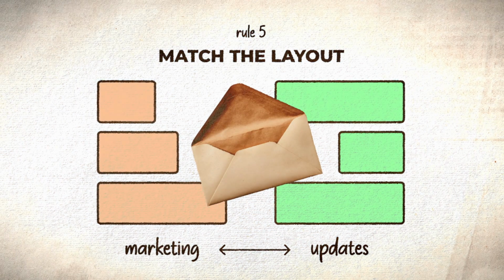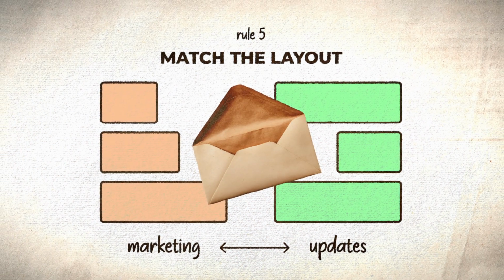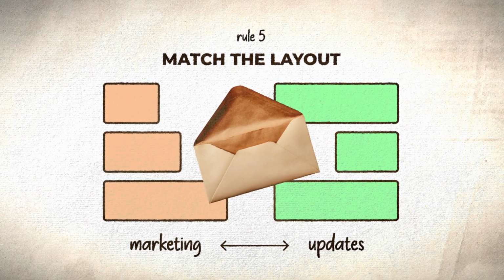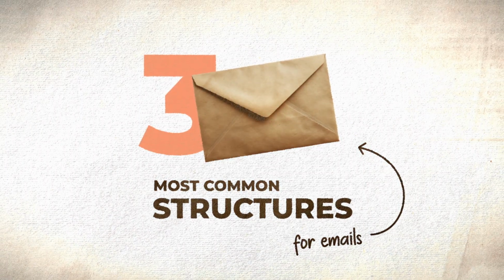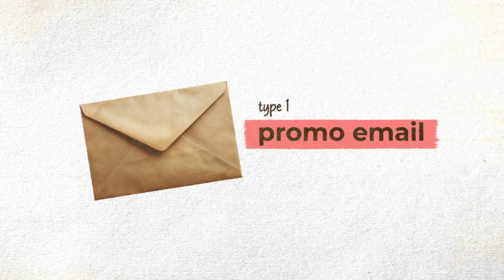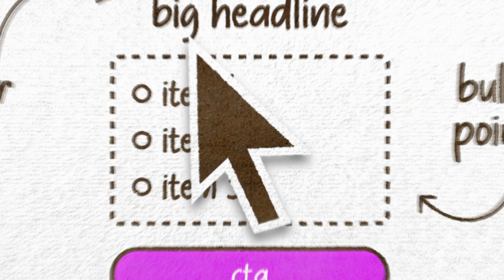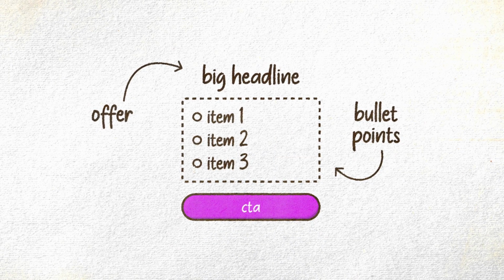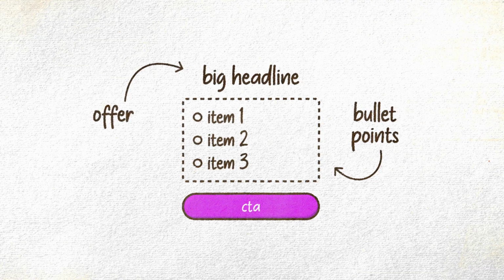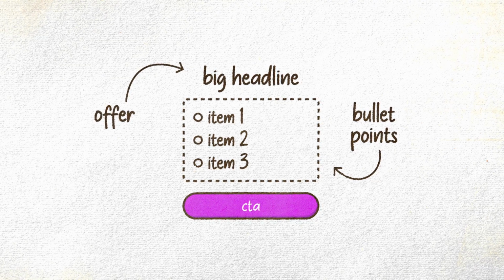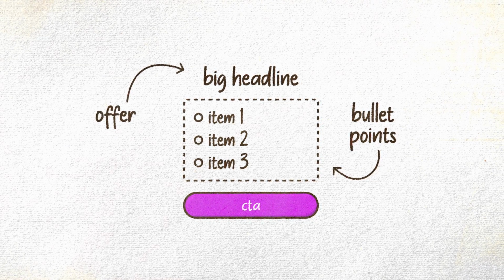Rule number 5, match the layout of your email to the type of email you're sending. Let's talk about the 3 most common types. Promo emails are all about speed, getting someone to take action quickly. In those, you want to lead with the offer, give the key details, and put the call to action right there front and center. A simple structure is a big offer headline, a few bullet points underneath, and a big bold call to action button.